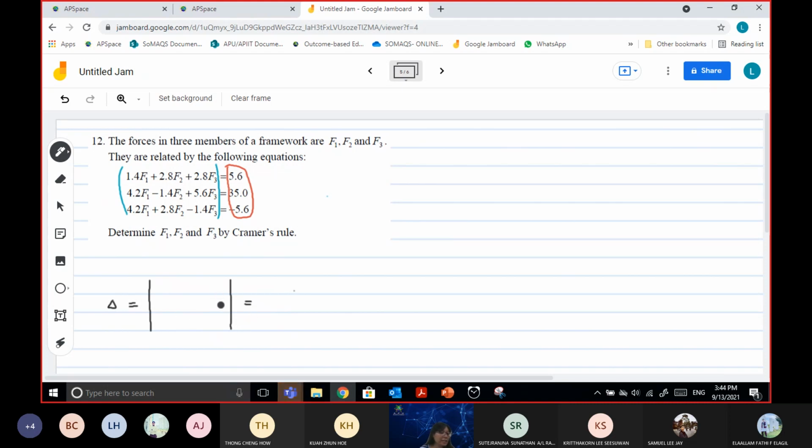Okay, it's okay. You haven't done until 12, it's okay. You just tell me now, okay? What should I put in the first determinant? What should I put for the first determinant?